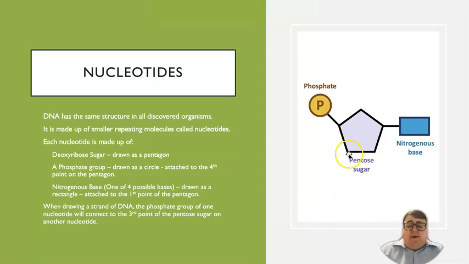We're starting off with the pentose sugar, or deoxyribose sugar, as we call it, which we draw as a pentagon. From that, we also have a phosphate group. Now, the phosphate group is always attached to the 4th point on the pentagon. So, starting at this number 1, 1, 2, 3, 4. From that 4th point, we attach a circular phosphate group. Every nucleotide also contains a nitrogenous base, which is connected to the 1st point in the pentagon. The 1st point in the pentagon starting here, we draw our rectangle for our nitrogenous bases.